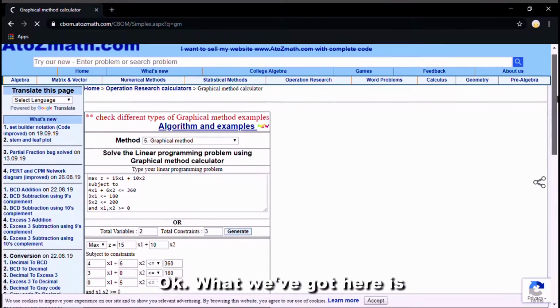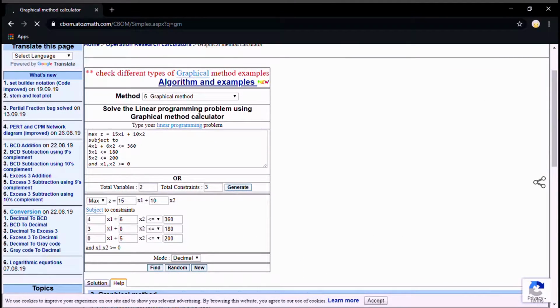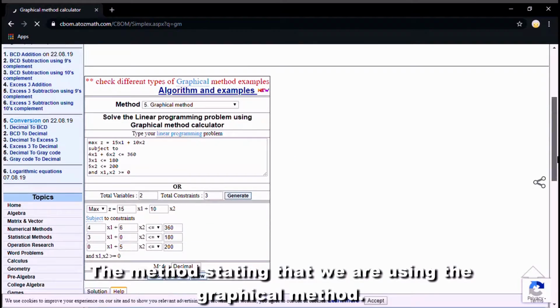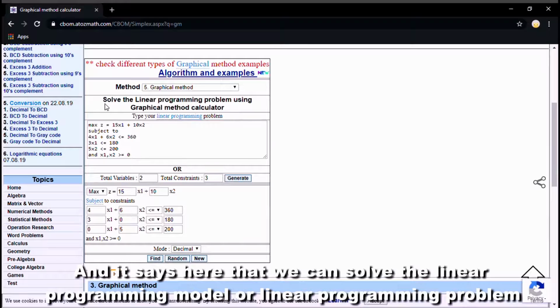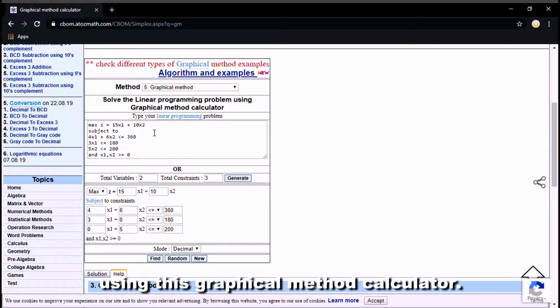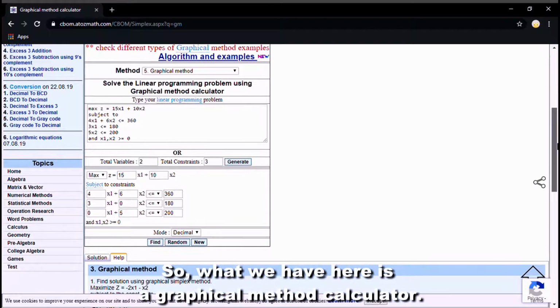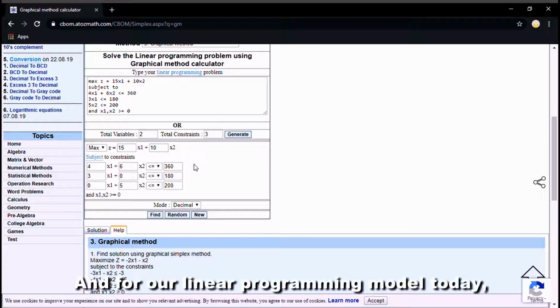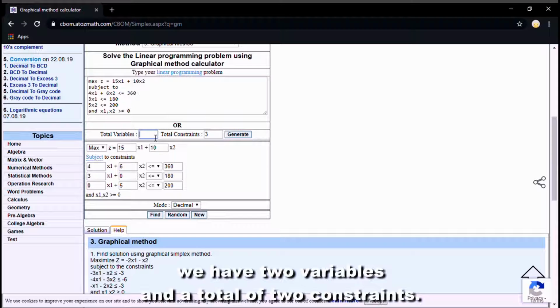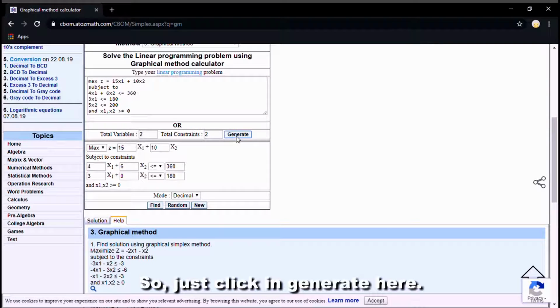Okay, what we got here is the method stating that we are using the graphical method. It says here that we can solve the linear programming problem using this graphical method calculator. For our linear programming model today, we have 2 variables and a total of 2 constraints. So just click generate here.